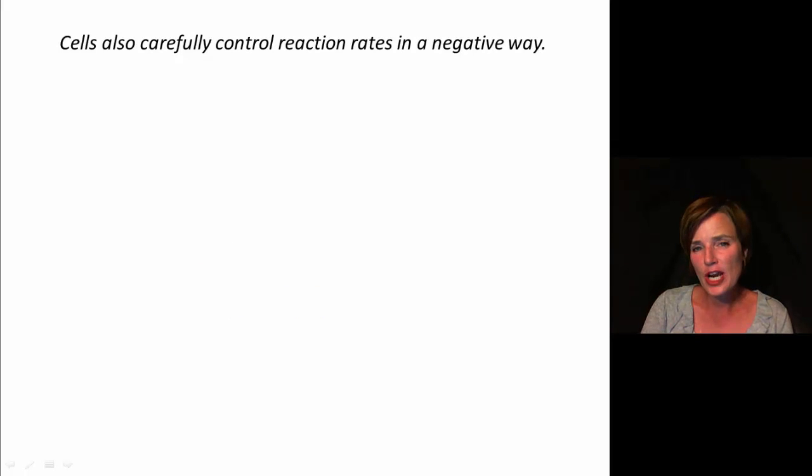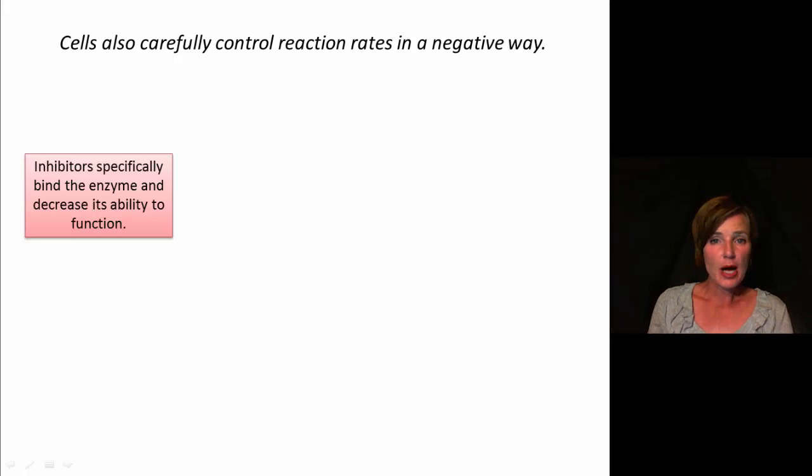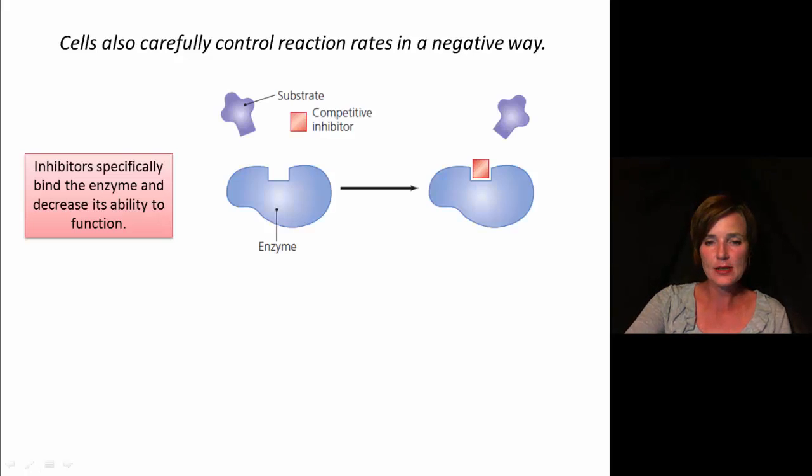Cells also control reaction rates in a negative way, and when they do this, they're actually lowering the ability of the enzyme to decrease the activation energy. The molecules that are going to be lowering the enzyme's activity are known as inhibitors. These inhibitors specifically bind to the enzyme and alter the enzyme's ability to function. They do work in a couple different ways.